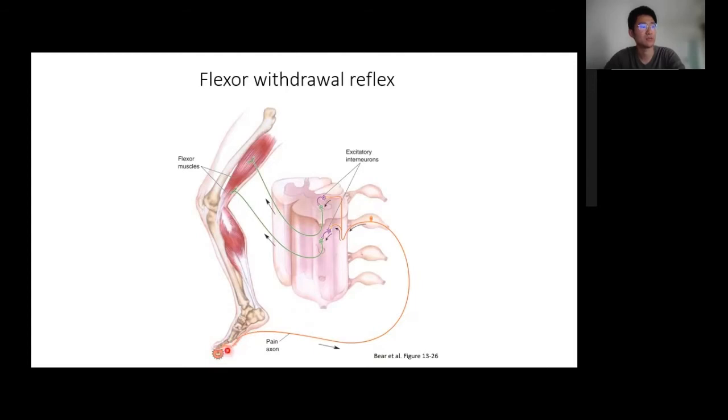Once the pain receptors sense the information about pain, they will activate these excitatory interneurons. These interneurons will further excite the corresponding flexor muscles. There are several flexor muscles to bend the knee joint. In this way, the muscle becomes shorter and your foot will drop back. So this is the mechanism for reaction to a pain.